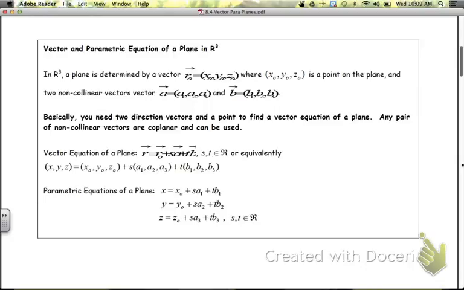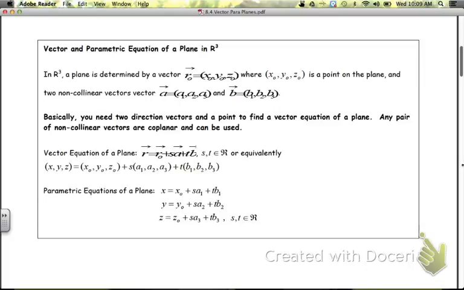Looking a little further at vector and parametric equations of a plane in R3. In R3, a plane can be determined by the vector r subscript 0, which is equal to x, y, z, where x, y, z is a point on the plane, and 2 non-collinear vectors, vector a and vector b. Basically, what you need is 2 direction vectors and a point to find a vector equation of a plane. Any pair of non-collinear vectors are coplanar and can be used.